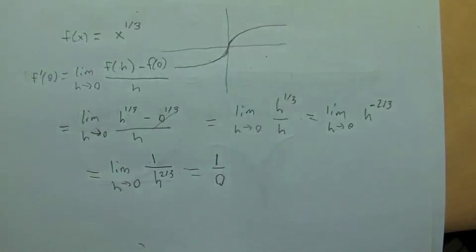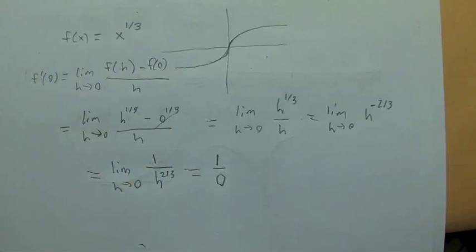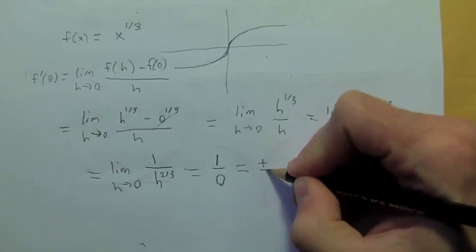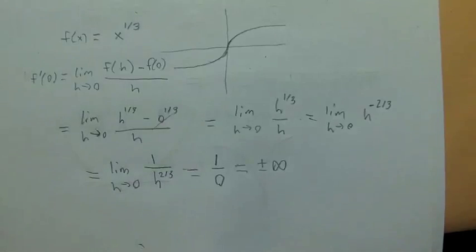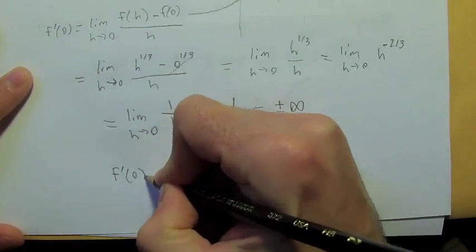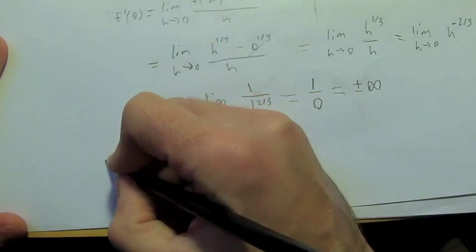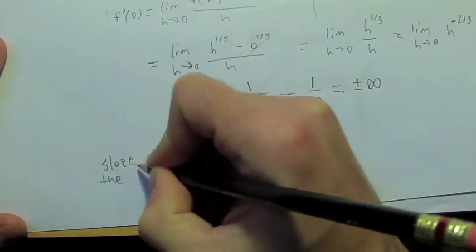Okay, now, we've got to be careful here. What is 1 over 0? 1 over 0 is a plus or minus infinity case. Now, let's think about what the derivative actually is. Remember, the derivative is the slope of the tangent line. We talked about that last time.